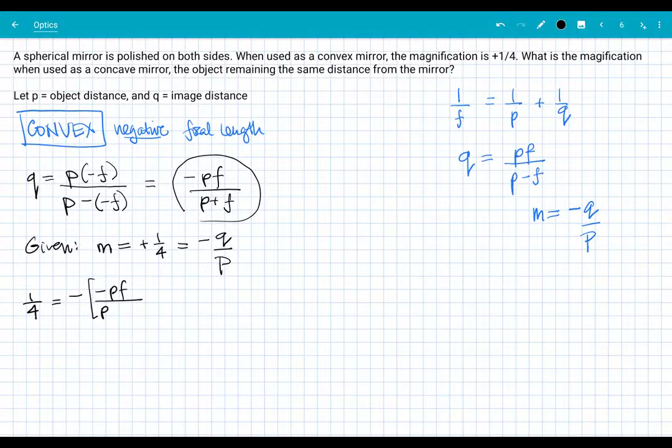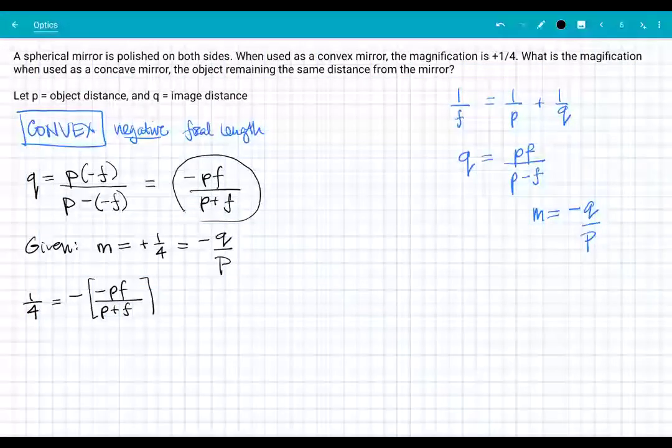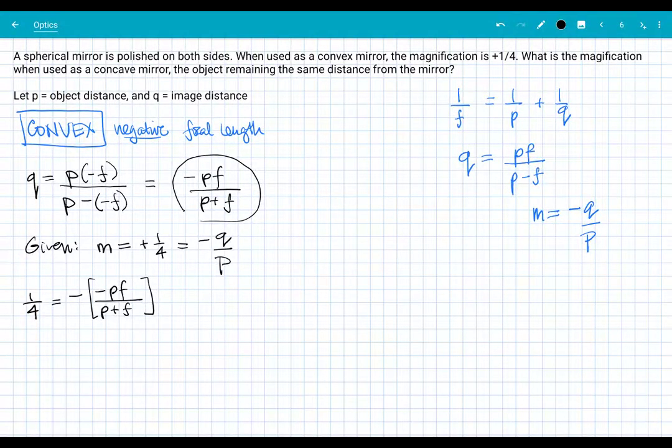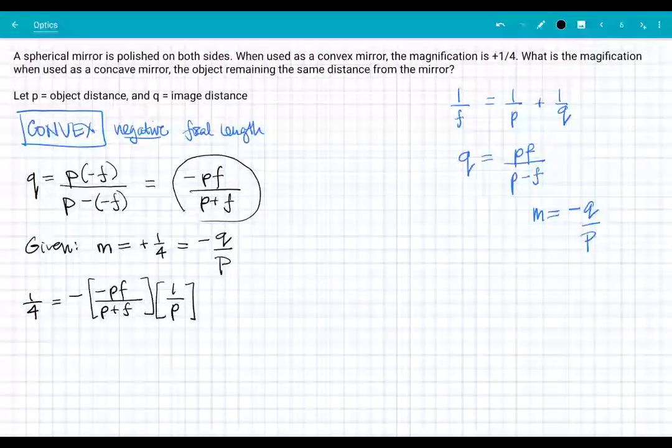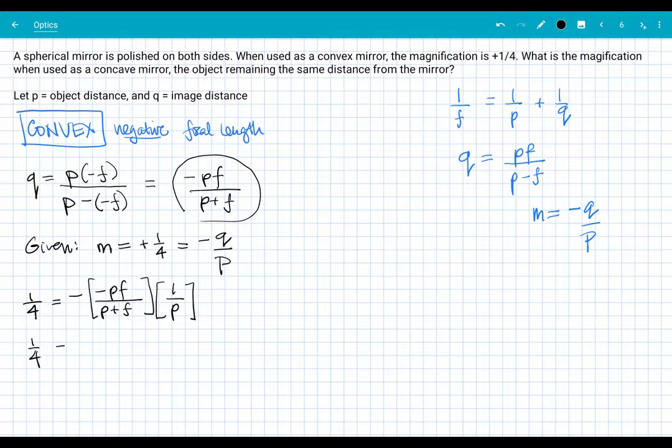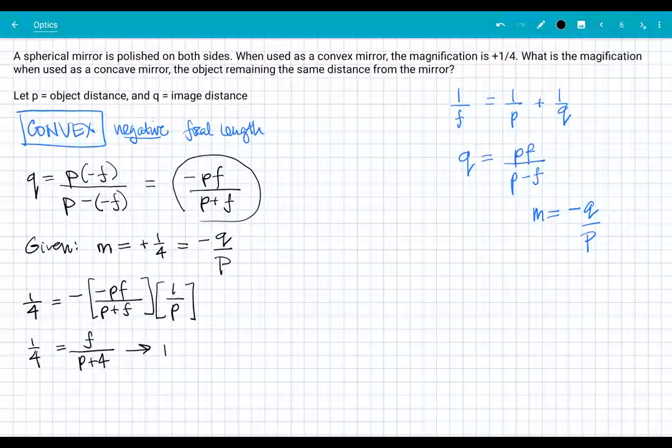PF over P plus F, and that's all over P, and I'm just going to say times 1 over P, just like that. Okay, so that reduces: 1/4 is equal to F over P plus F. Little algebra there gives me that P is equal to 3F.